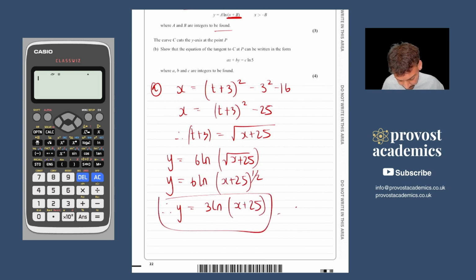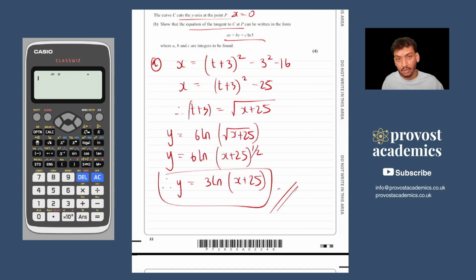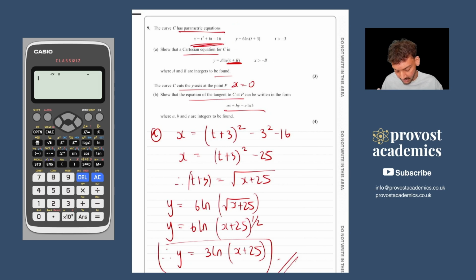And that's my answer. Okay, next question says the curve now cuts the y-axis at point P, so that tells me right away that my x is 0. Show that the equation of the tangent to C at P can be written in this form. If we're talking about tangents, again, we are talking about the first derivative. Since we now know our Cartesian equation, y equals 3 ln of x plus 25, find the first derivative. We know the point at which we're going to find the gradient, which is x equals 0. We also can find the y coordinate by subbing x equals 0 into our normal function.